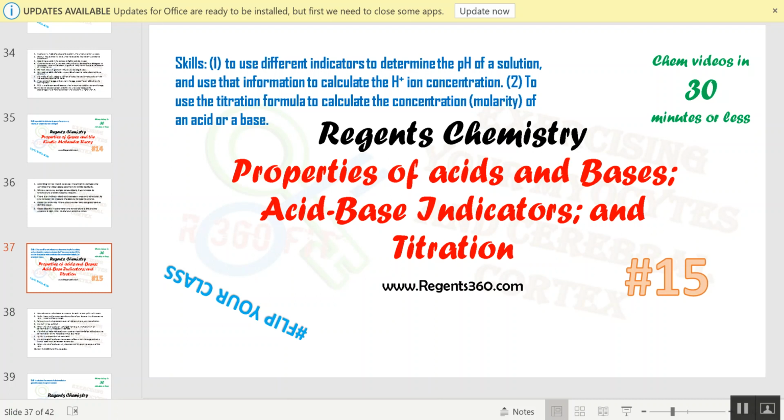By the end of this video, you're going to be able to use different indicators to determine the pH of a solution and use that information to calculate the H+ ion concentration. You're also going to learn how to perform a titration reaction and calculate the concentration of an acid or a base. Okay, with that said, let's get started.